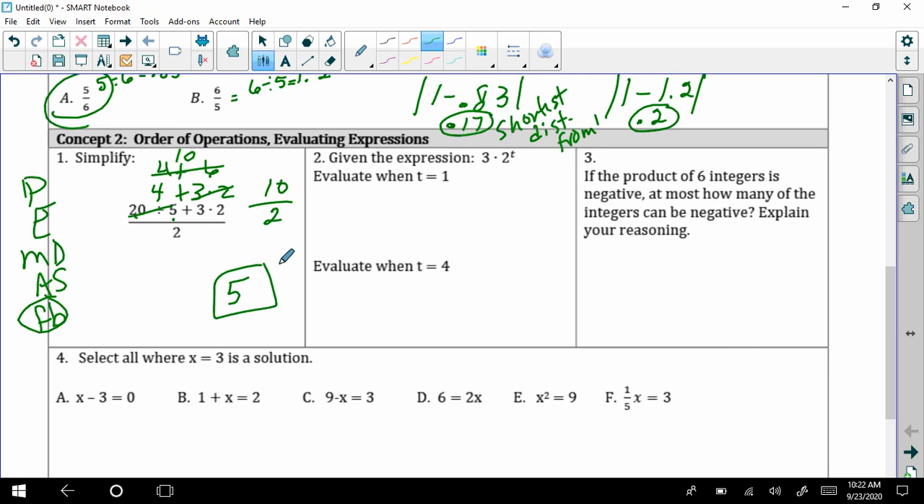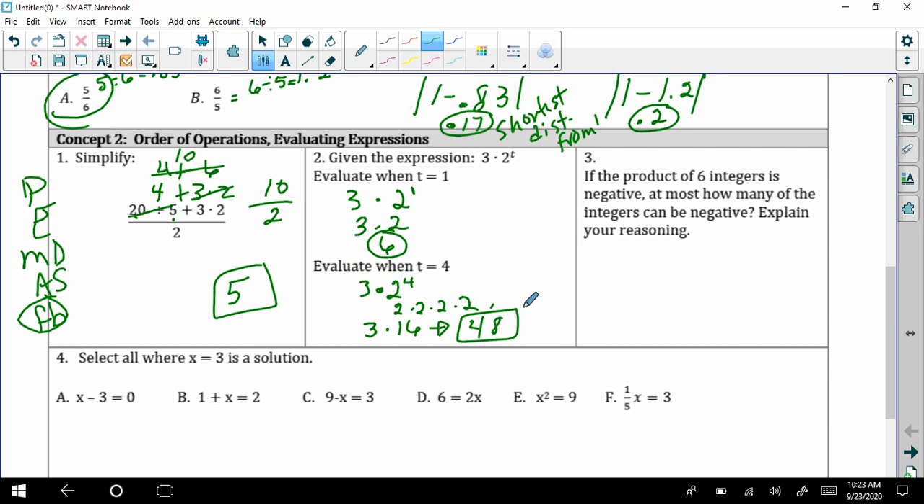Given the expression 3 times 2 to the t power, evaluate when t equals 1. So I'm going to say 3 times 2 to the first power. So that's essentially 3 times 2, which is 6. And then evaluate it when t is 4. So I'm going to say 3 times 2 to the 4th power. Well, 2 to the 4th power means 2 times 2 times 2 times 2, which ends up being 4, 8, 16. So I end up with 3 times 16. And 3 times 16, when I multiply that out, gives me 48.